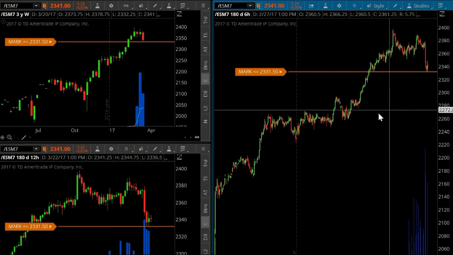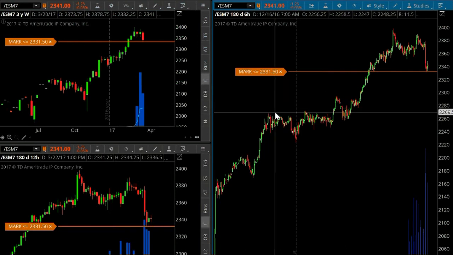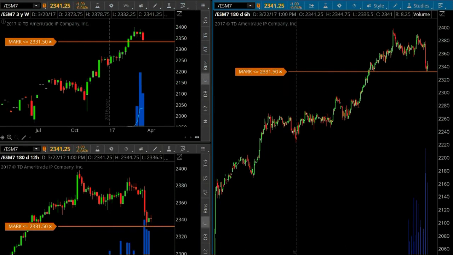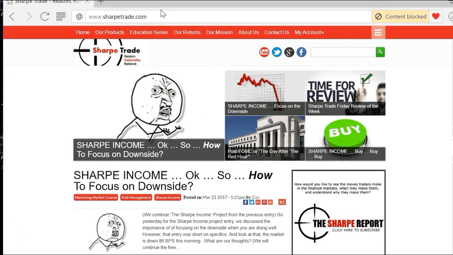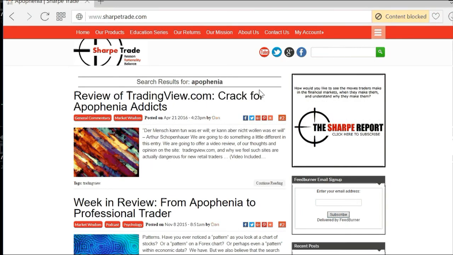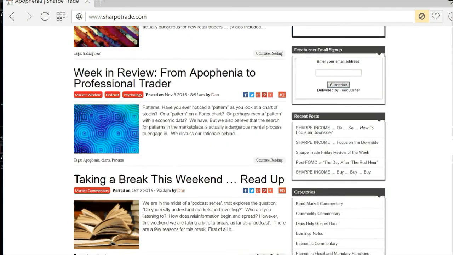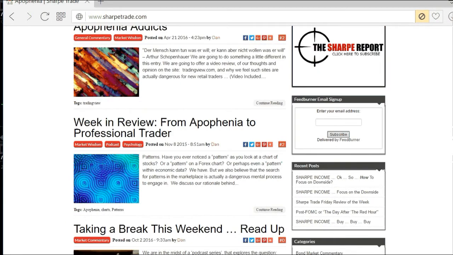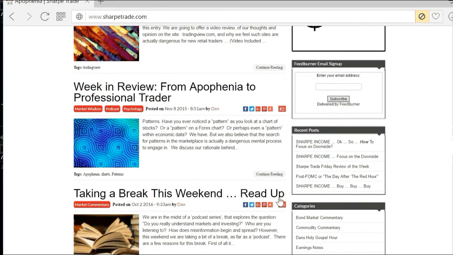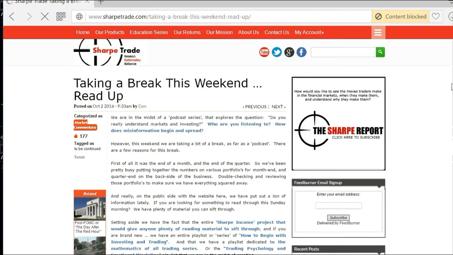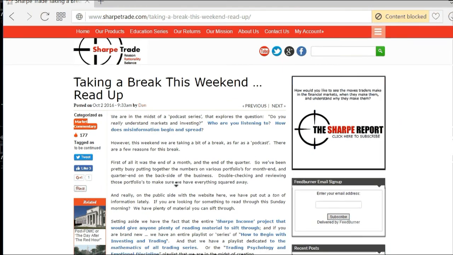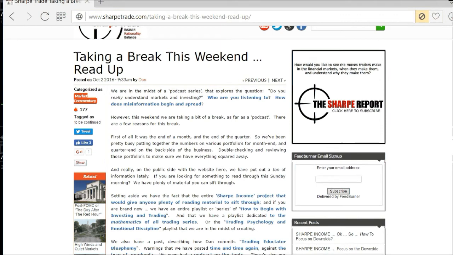Now, sometimes people will talk about patterns. I don't put a lot of stock in them because patterns lead you to the trap of apophenia. And if you come over to Sharpe Trade, and you type in apophenia, we've had a few entries on it. Crack for apophenia addicts, from apophenia to professional trader. I don't know why it's in this particular entry. Yeah, because we referenced the trap of apophenia podcast on that topic. But regardless, we've talked about apophenia before.